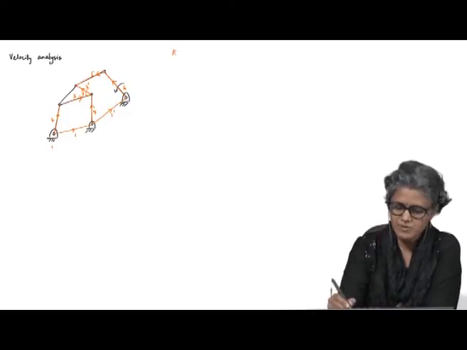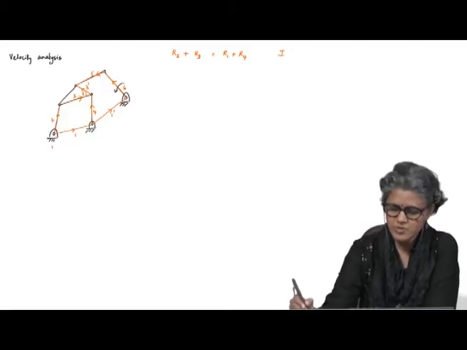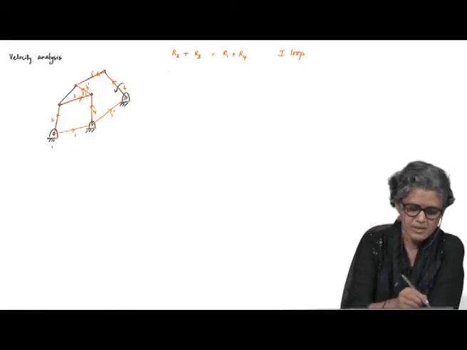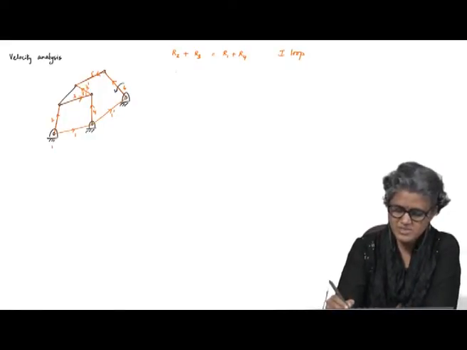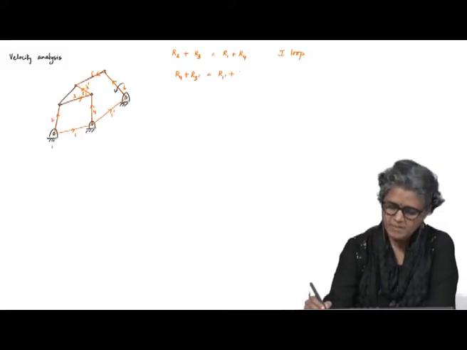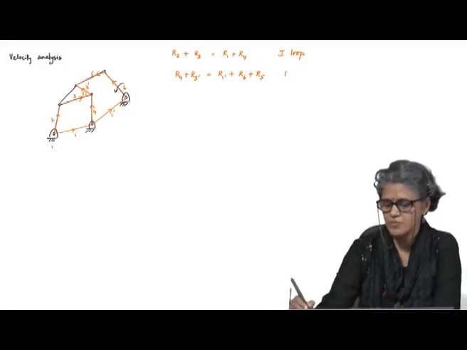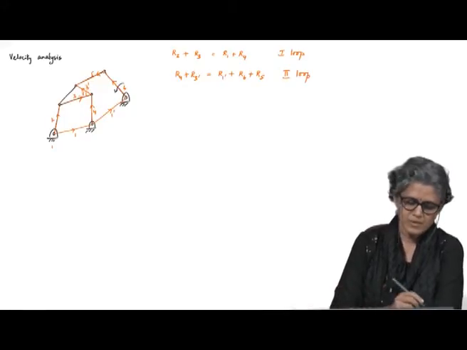let me write the 2, R2 plus R3, these are all vectors, equals R1 plus R4. Okay. This is the first loop, and the second loop is R4 plus R3 dash equals R1 dash plus R6 plus R5. That is my second loop. Okay.